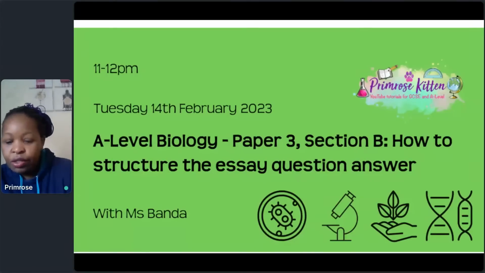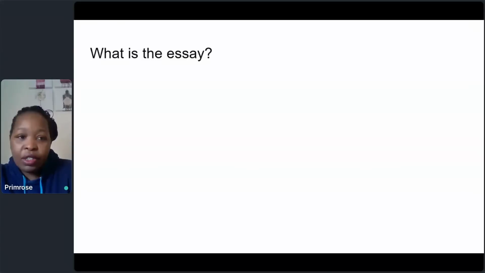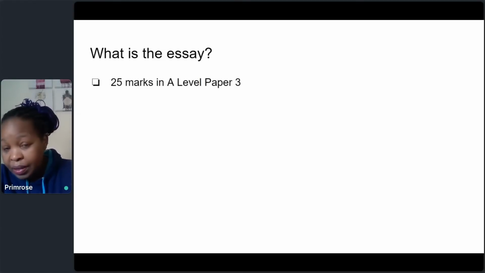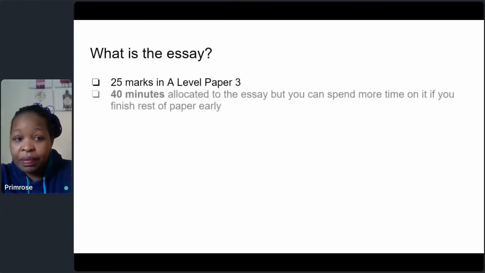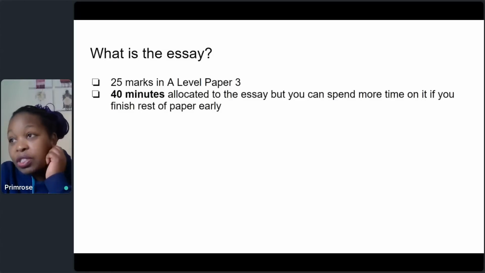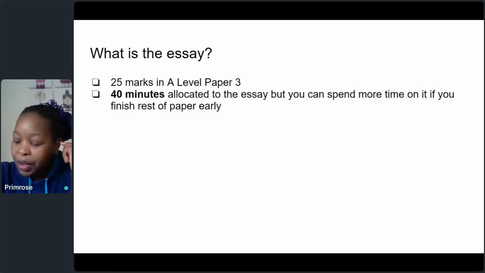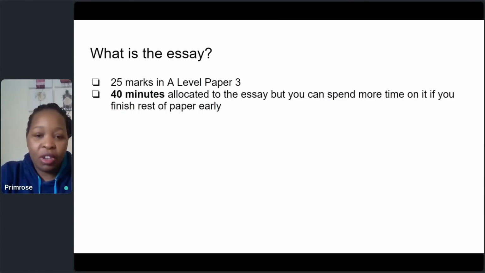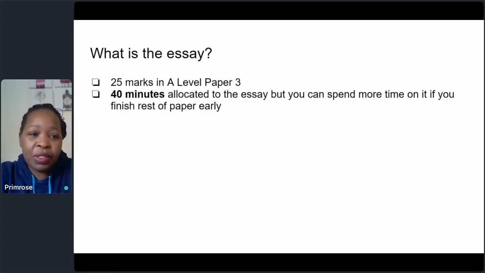Perfect. Okay, so the first thing I'd like to do is just talk you through what the essay is and what examiners are looking for. So it's 25 marks. It's found in paper 3. It's allocated 40 minutes, but if you are secure on your paper 3 content, so paper 3 is mostly practicals, so if you're secure on your practical content and your synoptic content, then you can actually spend quite a lot of time on the essay.